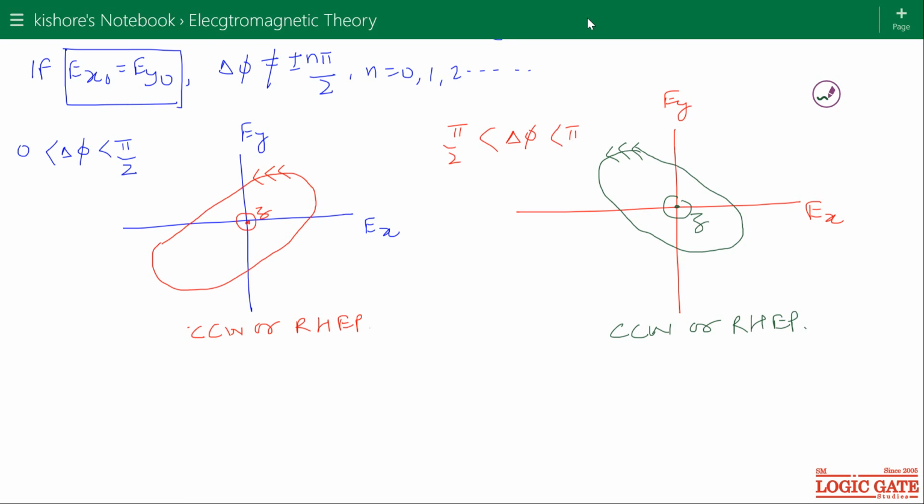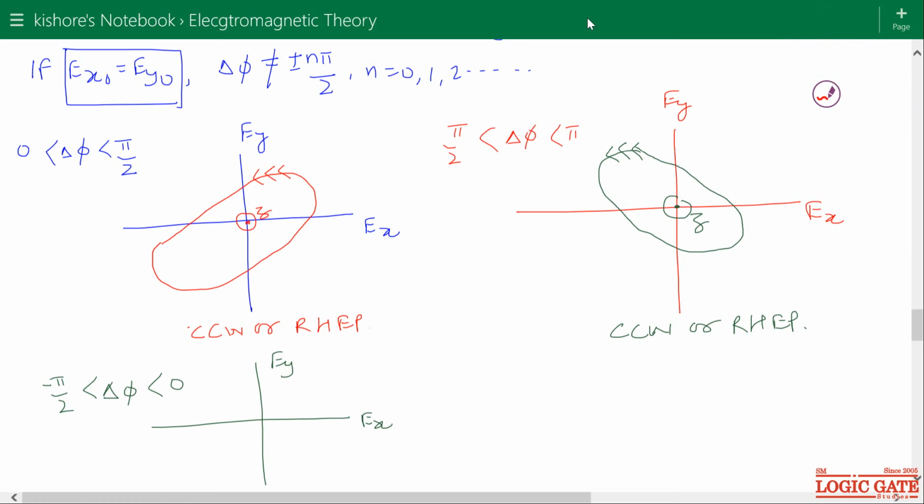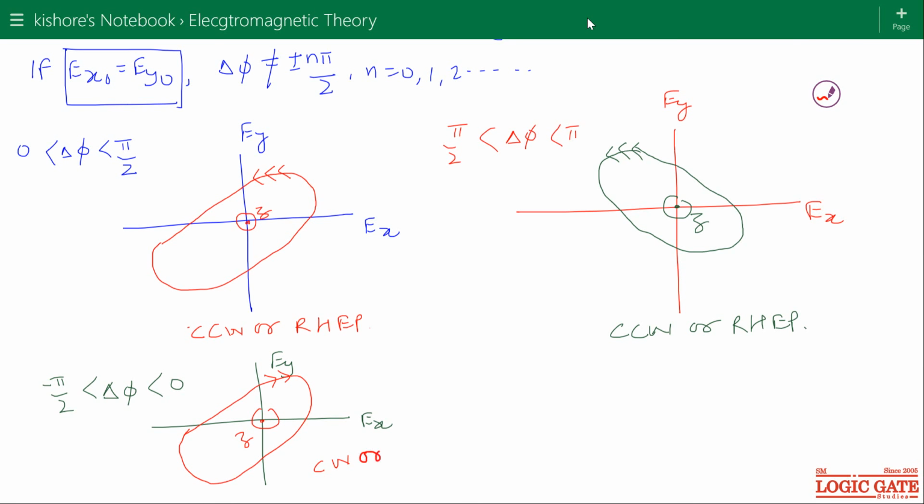Now if del phi is between minus pi by 2 to 0, then the resultant will be a tilted ellipse or elliptically polarized wave. But the orientation is now clockwise. Wave is forward moving. This is clockwise or left hand elliptically polarized wave.